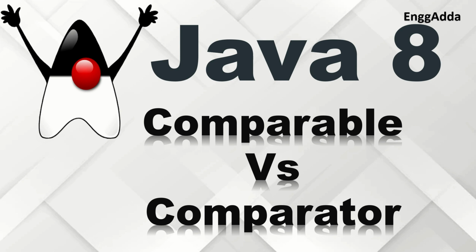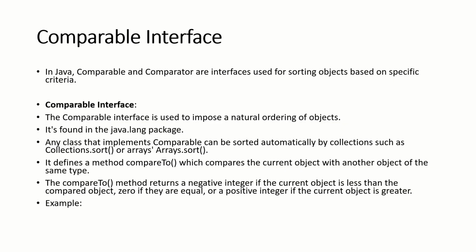First of all, let me go to the next slide and show you what the Comparable interface is. In Java, Comparable and Comparator are interfaces used for sorting objects. Note that both of the interfaces are used for sorting objects based on specific criteria. Coming to the Comparable interface, it is used to impose a natural ordering of objects.